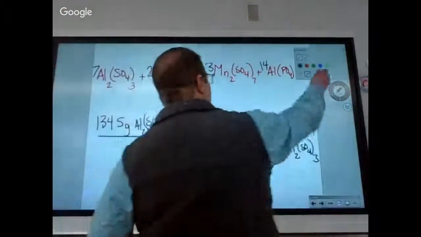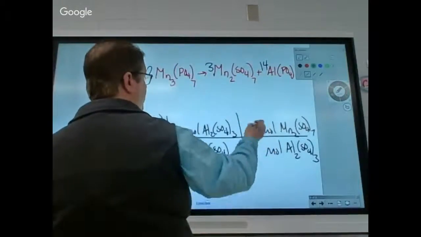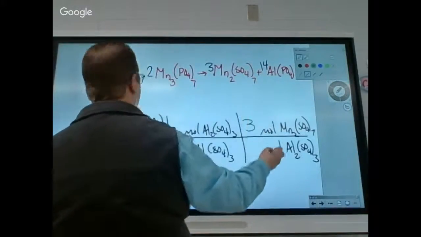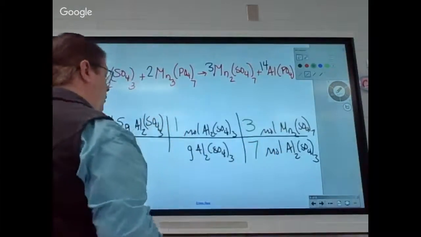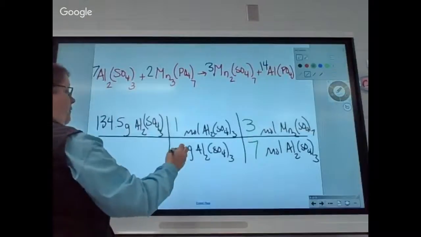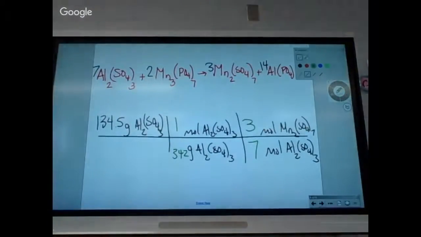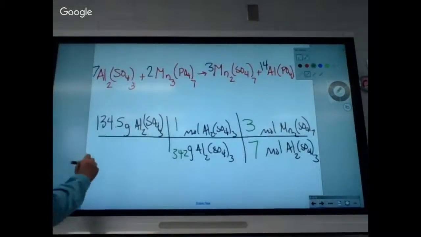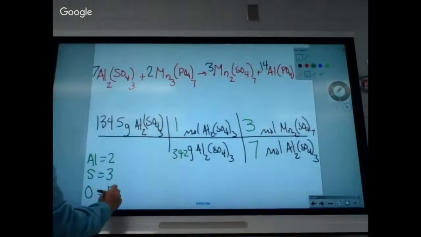All right, so from there, this has a 3, this had a 7, this gets a 1. And when you add this up, this is 342. Does anybody need me to add that up? I will if you need it. Aluminum has 2, sulfur has 3, oxygen has 12 because the parentheses mean multiply and distribute.